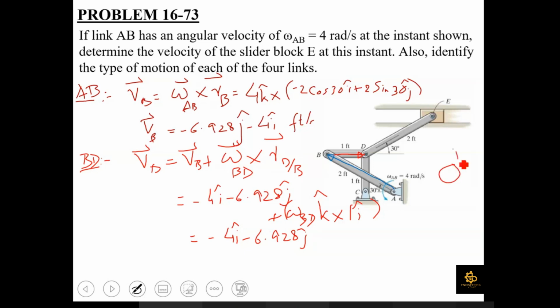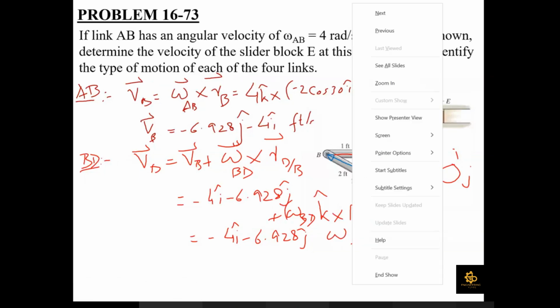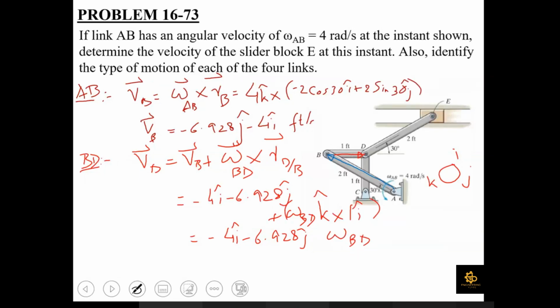As far as omega cross R is concerned, if we consider this smaller triangle, then this would become omega BD K cross I, which is J. So this would be J, and this would represent the velocity of point D on the left hand side of this equation. ठीक है? Clear है यहाँ तक? Let me call it my equation number 1. Is it clear to all of you? Okay. Yes.